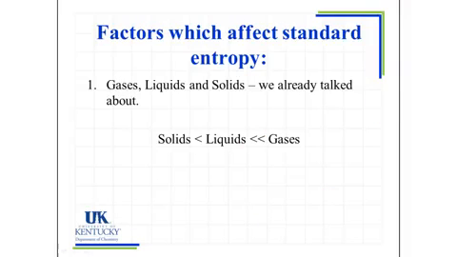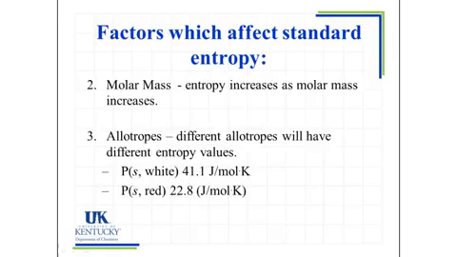Okay, so let's look at some factors which affect entropy. The first thing we've already talked about. Solids have less entropy than do liquids, and the gases have more entropy of all by a large margin. But here's a couple of other factors. Molar mass. Molar mass, as it increases, will have an increase in entropy. So if you compare two substances and they're both gaseous, for example, the one with the higher molar mass will have more entropy. There's more electrons, there's more movement within those electrons, more disorder.